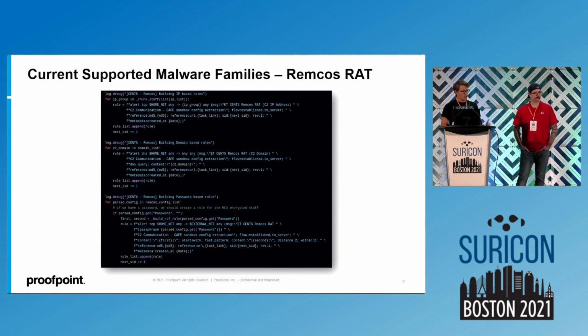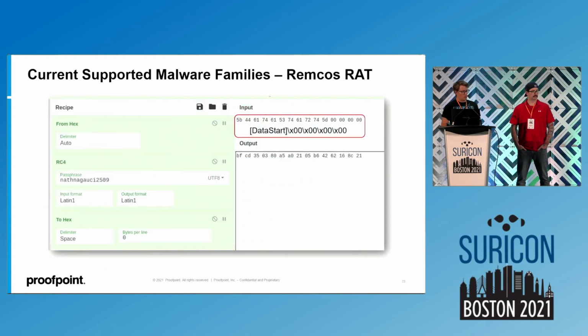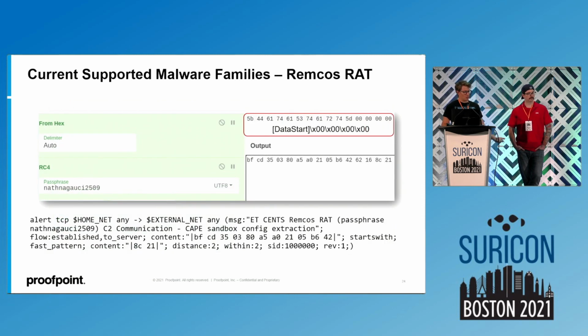So last but not least, we will then create a rule based on the password that was extracted from that sample. That's what we did here. Basically, with Remcos, the packets start with this data start and then 4 null bytes. We take that extracted password, which is Nathan Gauchi 2509, and use it to RC4 encrypt the data start null byte string. And so that BF, CD, 35, etc. is what goes into our rule.